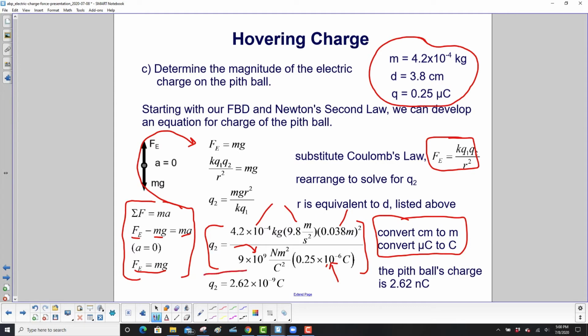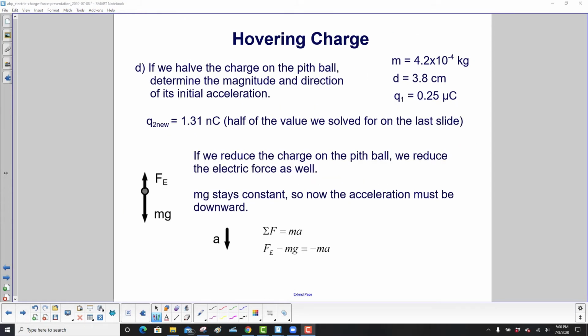So when you do all that, the charge on the pith ball is 2.62 times 10 to the minus ninth coulombs. Now, what is 10 to the minus ninth coulombs? We call that nanocoulombs. See, nano, 9, sounds kind of the same. So the pith ball's charge is 2.62 times 10 to the minus ninth coulombs, or 2.62 nanocoulombs. Okay, we now have the charge on the pith ball. Determine the magnitude and direction of its initial acceleration.